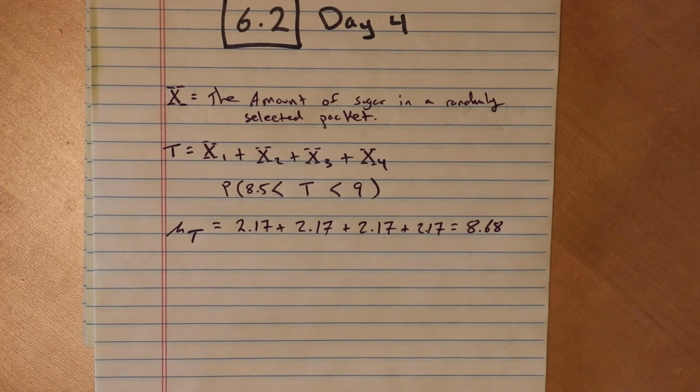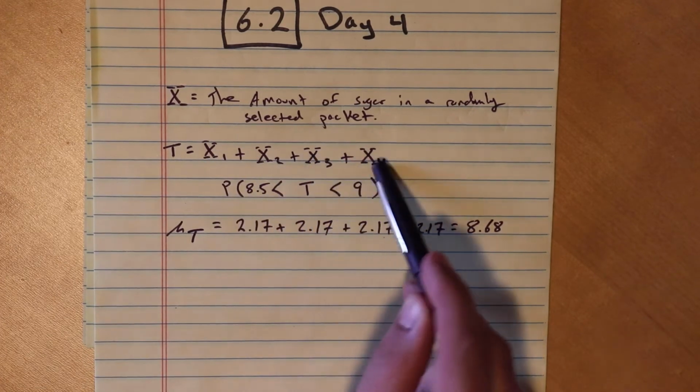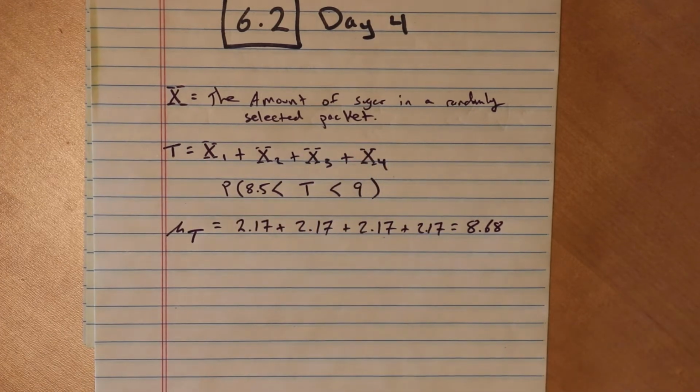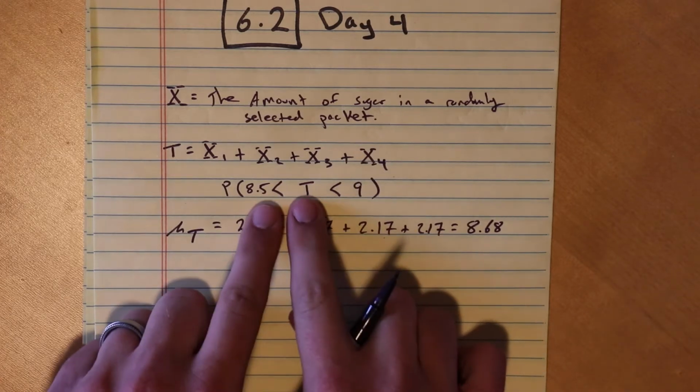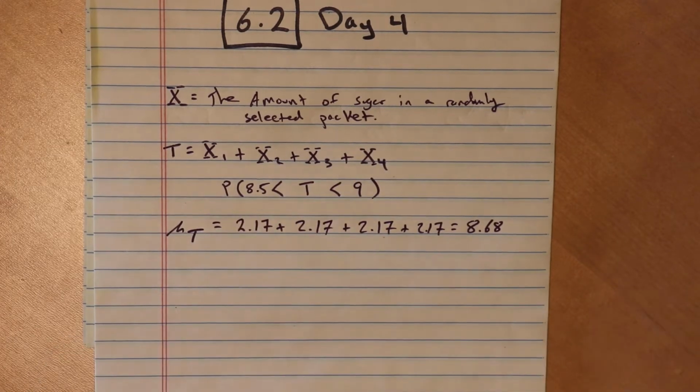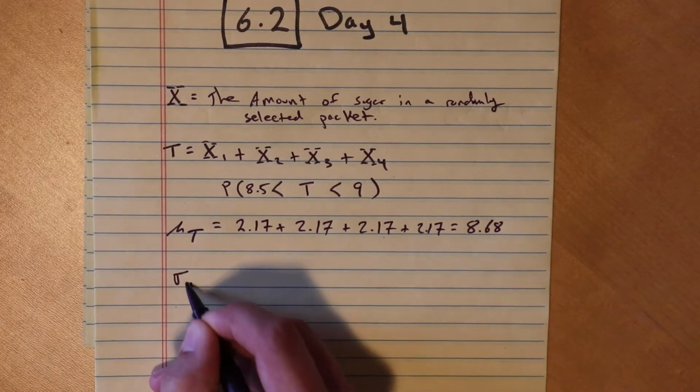Eventually, I'm going to be doing a normal calculation. Remember that all 4 of these are normally distributed. When I add them together, I'll get another normal distribution, and that's going to be very helpful with this probability calculation. So I'd like to find the standard deviation of the total.